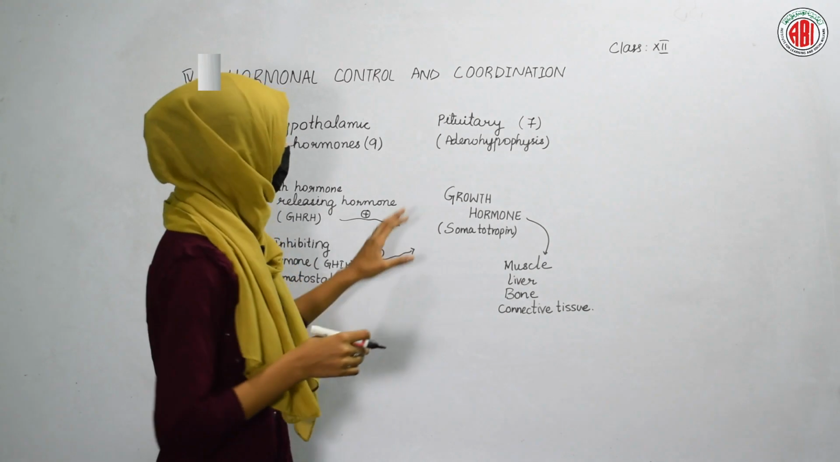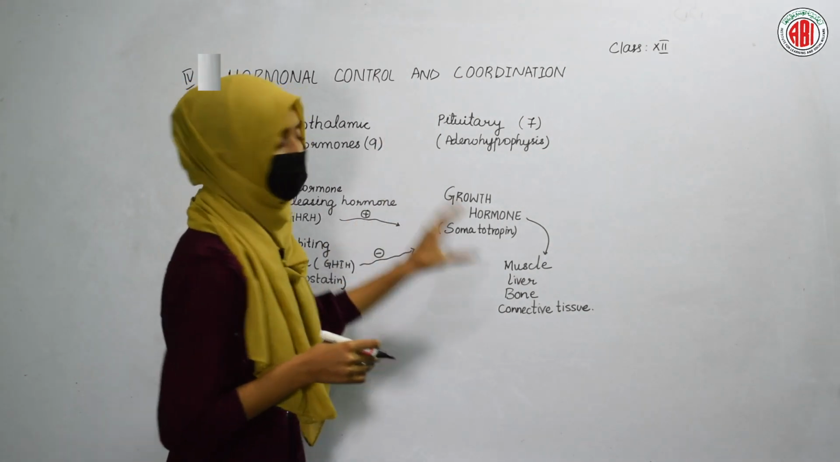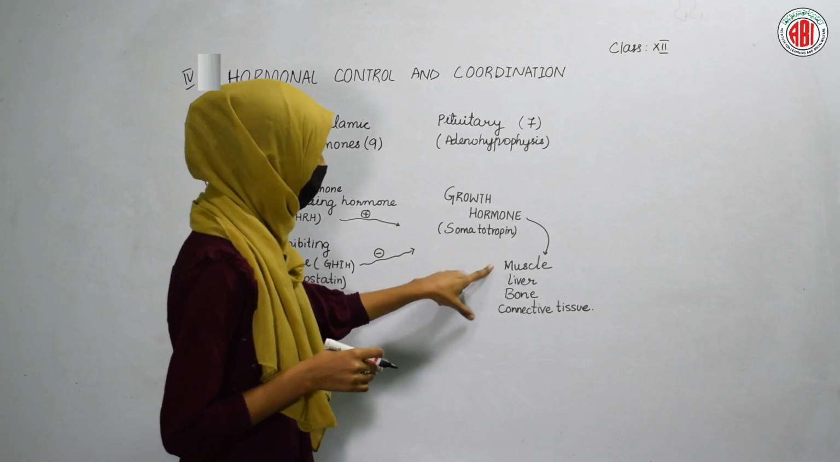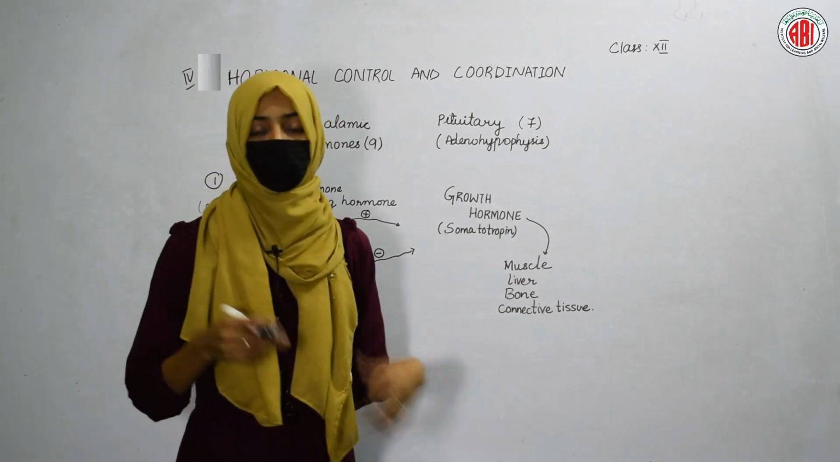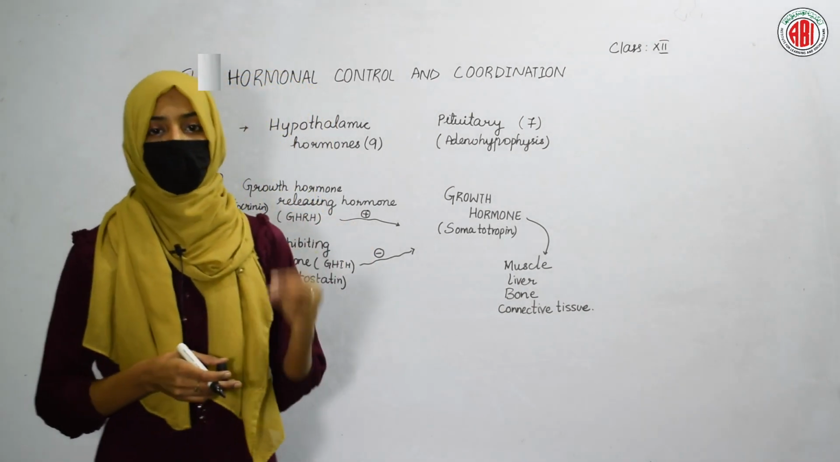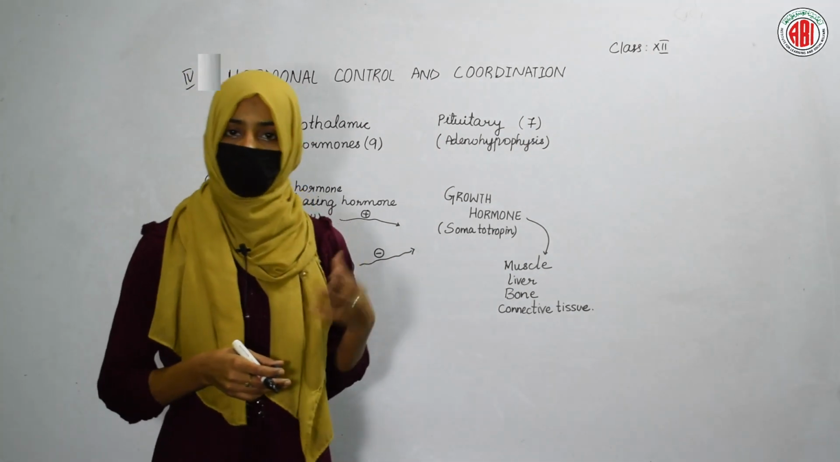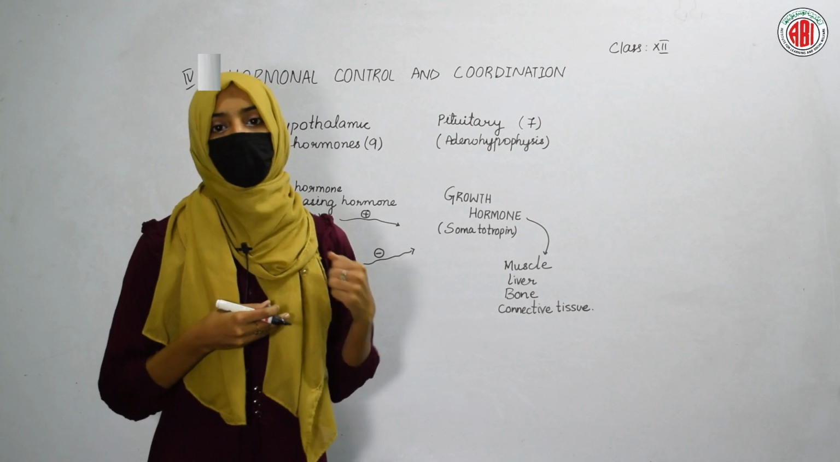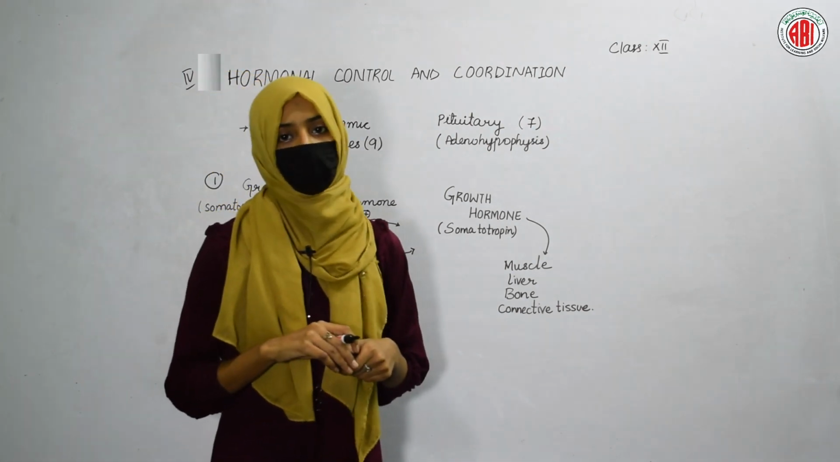So once this growth hormone enters into the blood, it can be carried to the different targeted organs like muscle, liver, bone, connective tissue, where the glucose can be broken down and the proteins are released, and those proteins are very useful to promote growth of the different organs.